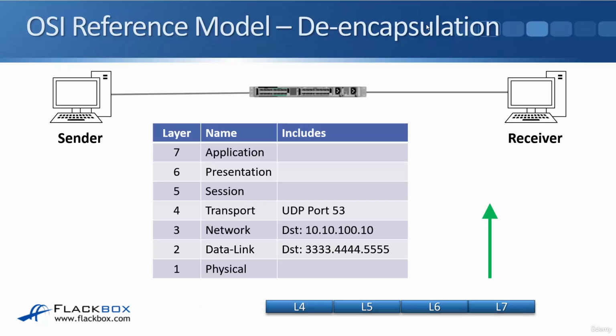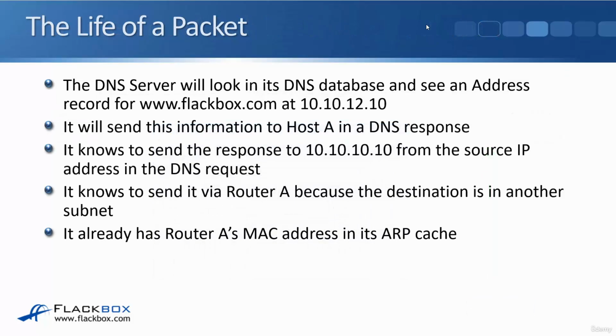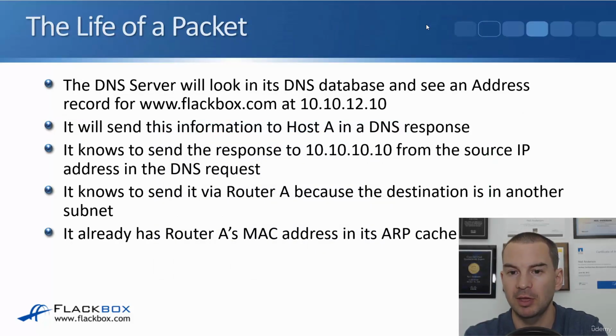Then in the layer 4 transport header, it sees that it's UDP and it's on port 53, so it knows that this is a DNS request because DNS uses UDP port 53. It will then pass the packet up the rest of the stack, so it'll look at the session header, the presentation header, and the application header, and it will process that DNS request. The server will look in its DNS database and see an address record for www.flatbox.com at 10.10.12.10. That was configured in DNS.